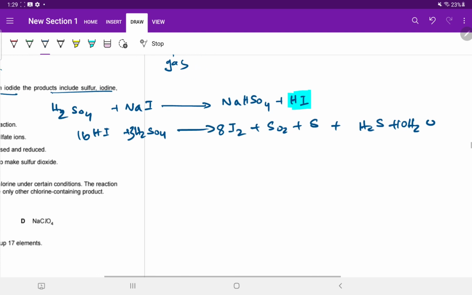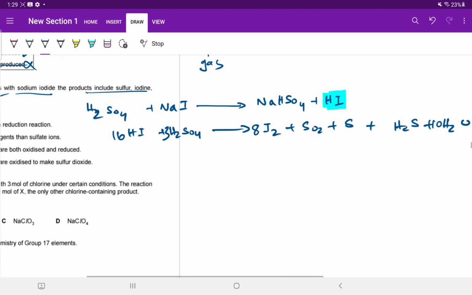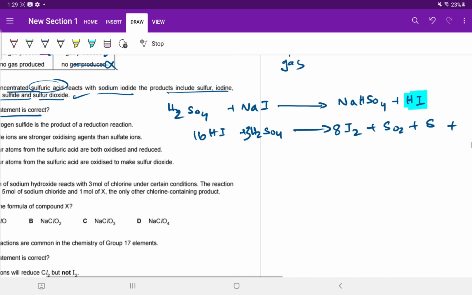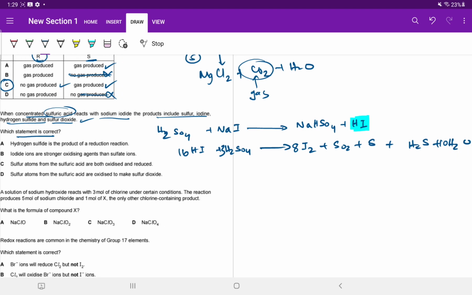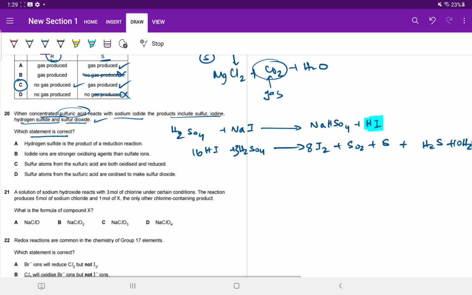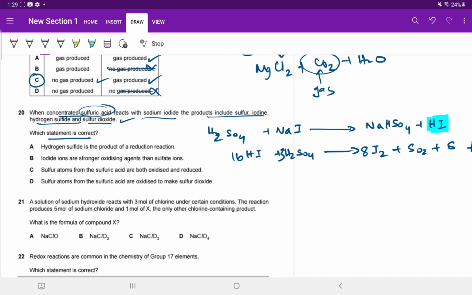This can be done, the whole step. I've basically written down the whole equation in one single step, which is the overall equation, because we do not need all the other steps. We can just work out the oxidation numbers from this balanced state. You do not even have to balance the equation because balancing is not required for this question, so just writing down the products will be enough. So the question says which statement is correct. It says hydrogen sulfide is produced in a reduction reaction.